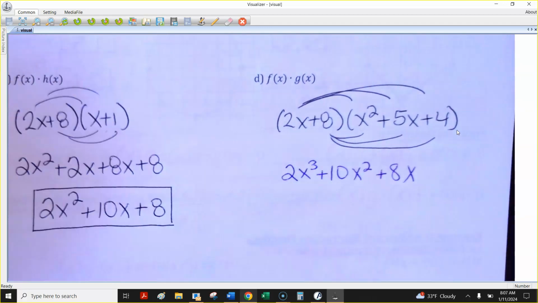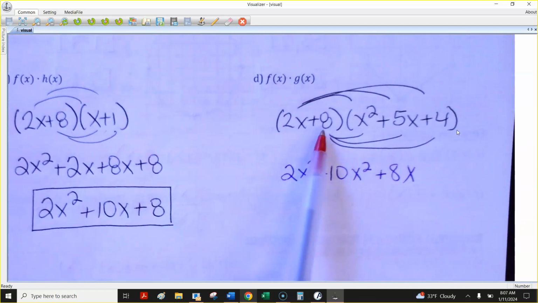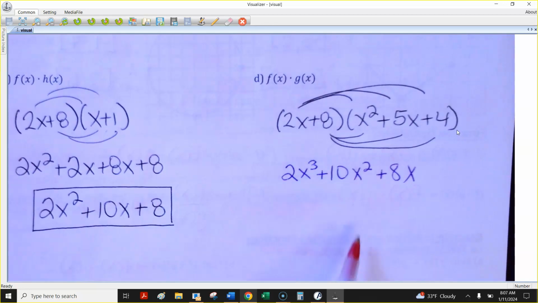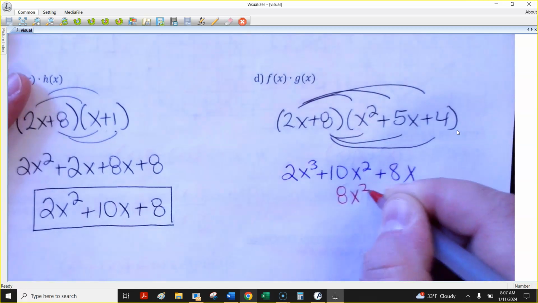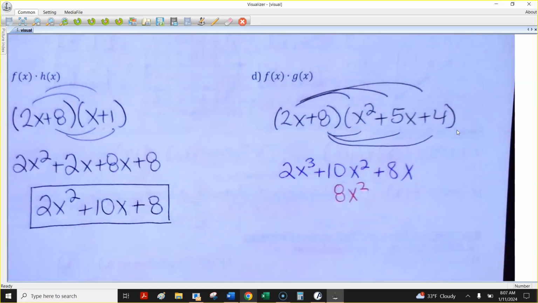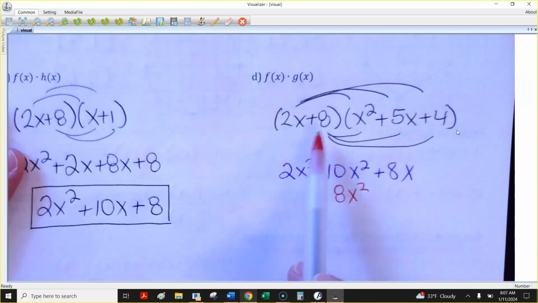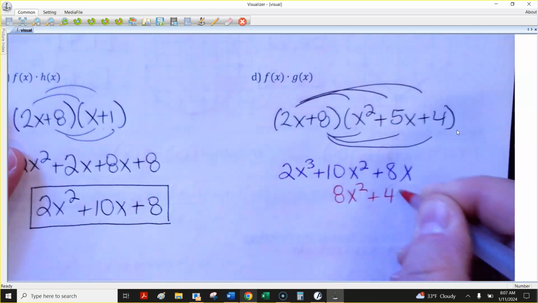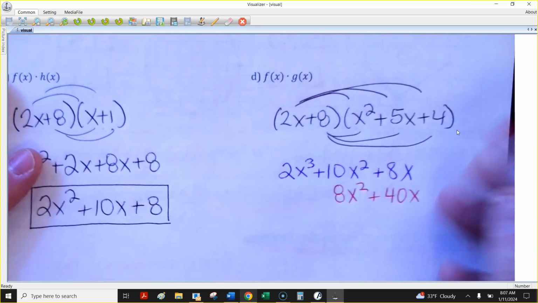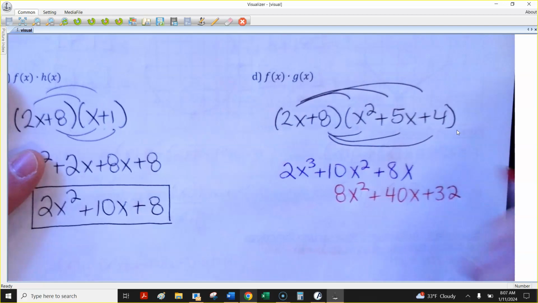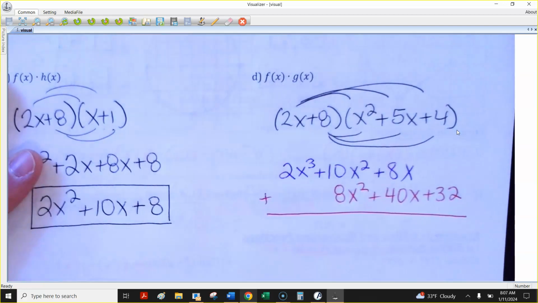And then what I do, just to help me make it a little easier to combine like terms, is when I do the plain number, the 8, I try to stack up like terms underneath each other. So like if I do 8 times x squared, I get 8x squared. I just write that underneath the other x squared term. If I do 8 times 5x, I get 40x. So I'm just writing that underneath that other term. And then 8 times 4, 32. And then I just kind of add these vertically, basically.